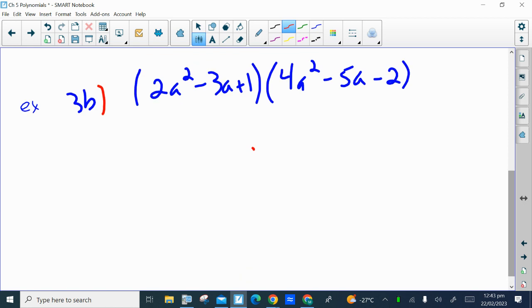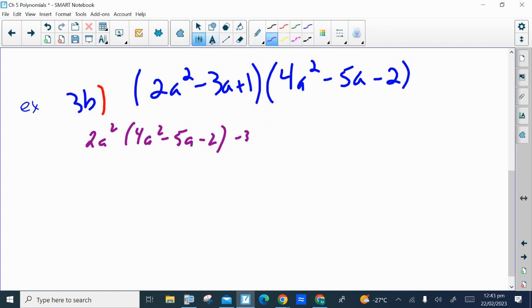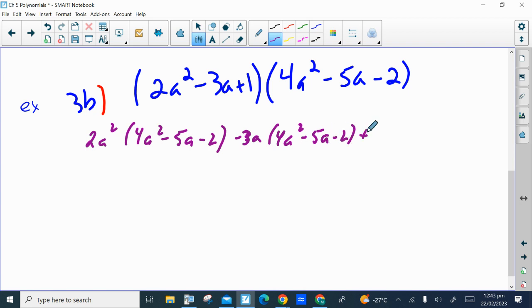Right, so we'll start by setting up the distributive property. The 2a squared, the first term in the first bracket, is multiplied by all 3 terms in the second bracket. The negative 3a in the first bracket is multiplied by all 3 terms in the second. And the positive 1 is multiplied by all 3 terms in the second.